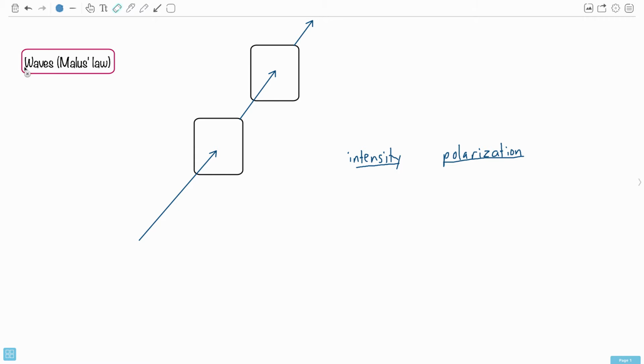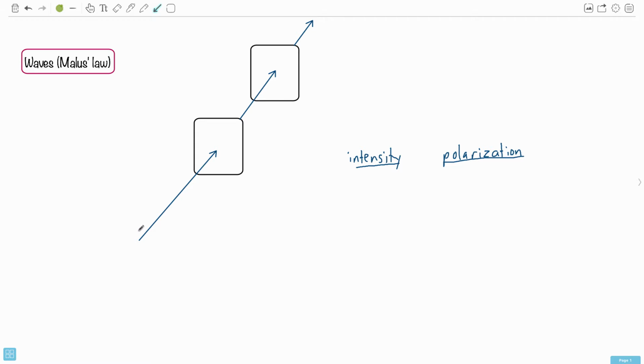This question is about waves, and more specifically, it's about Malus's law. What you're told here is that we have a polarizer, and that's something that only lets through light of a certain orientation. Remember about polarization, that light itself has lots of different orientations. It can oscillate in a lot of different ways.